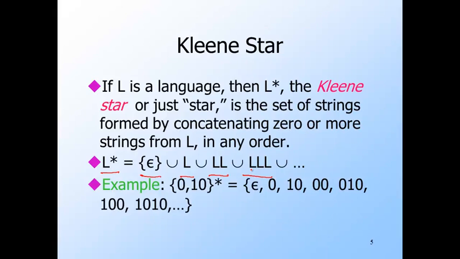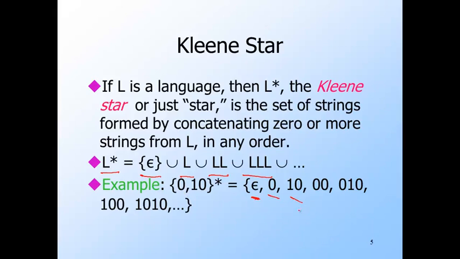So here's an example. Language L just has two strings, 0 and 1, 0. The star of that language, well, we can take no choices, that would give us the empty string. We could take one or the other string, that'll give us these two.